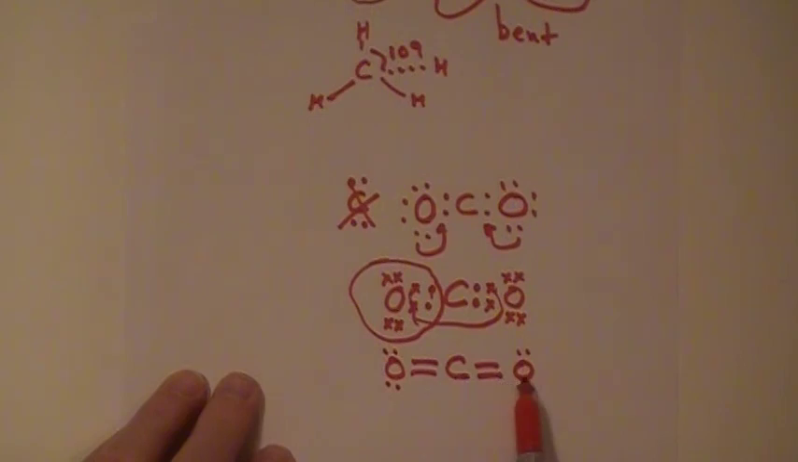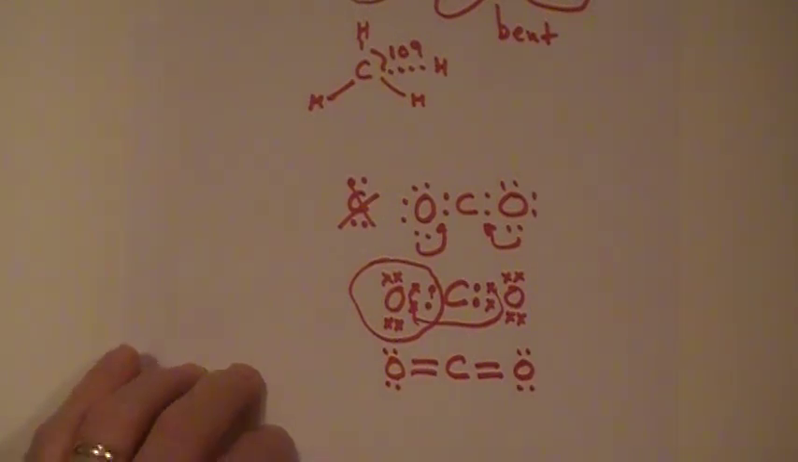Now, to get two things as far apart as possible in space, we don't have any electrons over here, we just have 2 entities. We put them in a straight line. So carbon dioxide is linear.